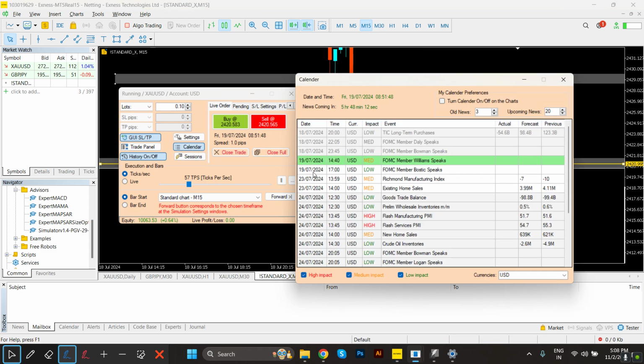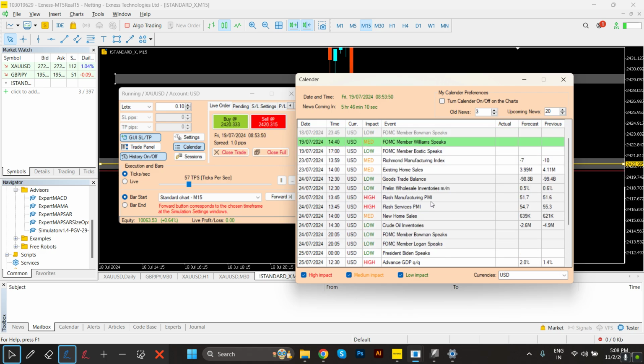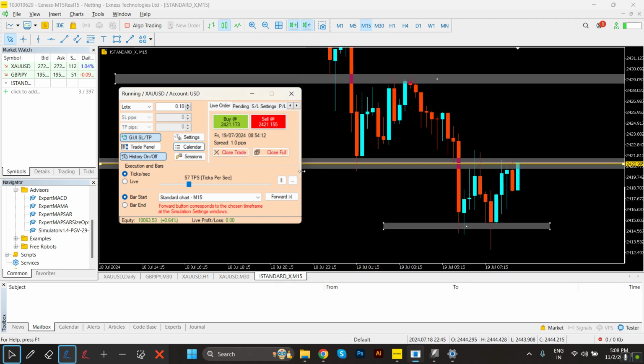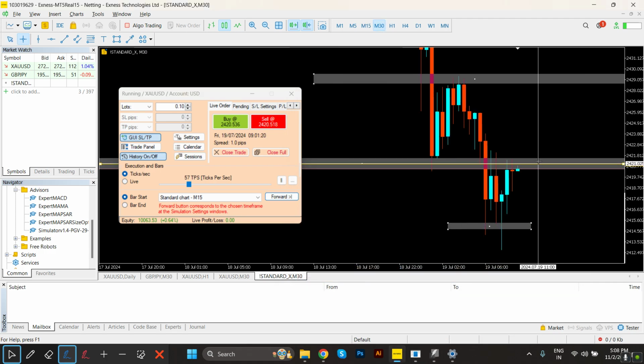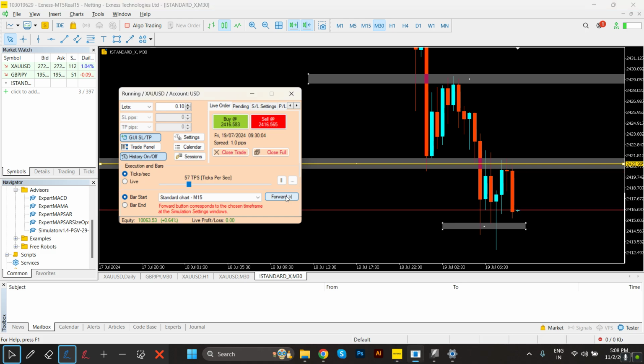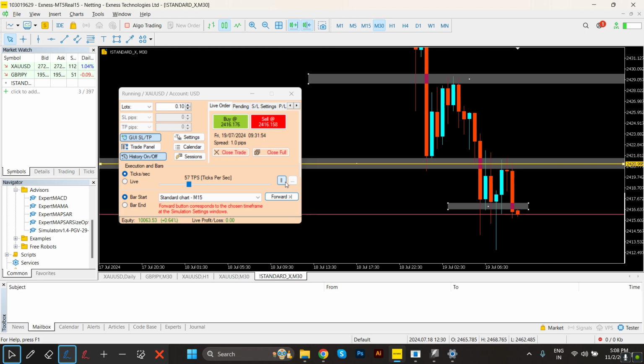Also, today is a Friday. Let me check. We have some news. Advanced GDP, unemployment. 15-minute. Oh, look at this. I think, yeah, it is what it is. We don't have any trade today. Price broke below this. Yeah. And if this candle starts breaking the low, I think it's a good chance that we will continue pushing to the downside.